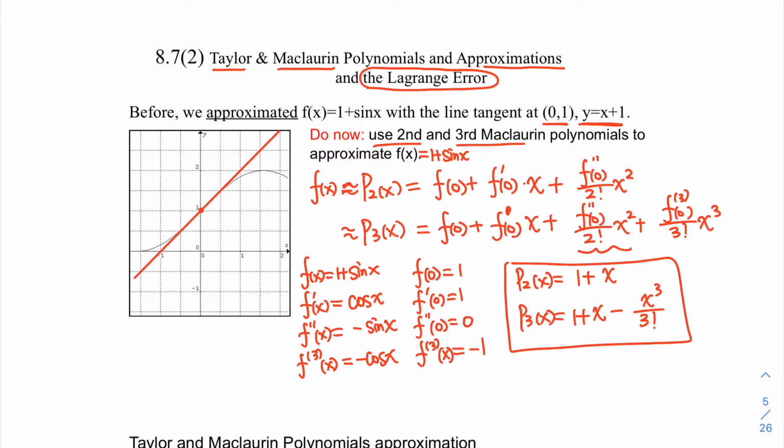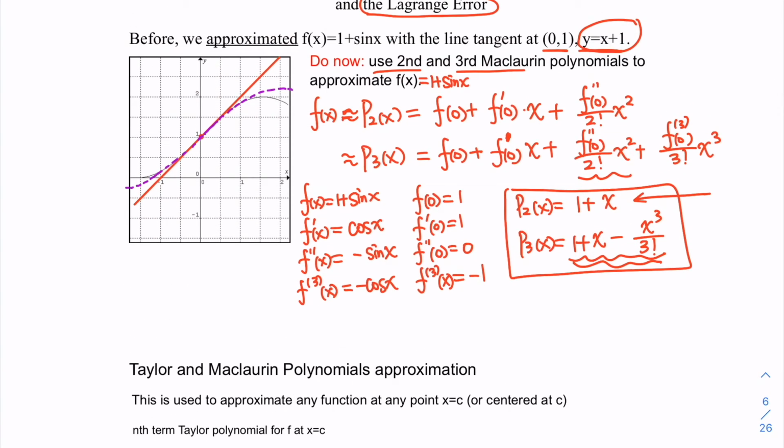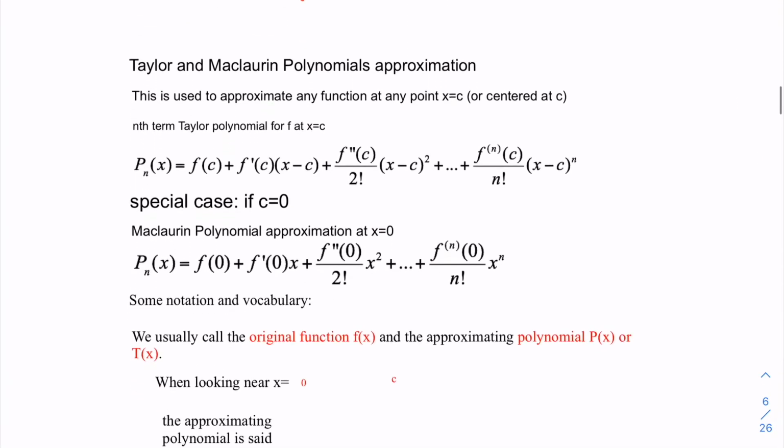So this is the second and third polynomial. If you look at the second degree Maclaurin polynomial, it is exactly our line approximation. And the third degree, which is a higher order polynomial, if you draw it, will look something like this, which is more accurate than the line approximation. So before we go over the error bound, let's have a look at what we learned last time.